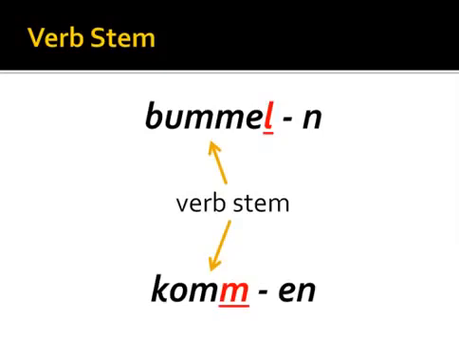So to summarize, the infinitive form is the raw action without a subject performing the action. It could either have an n or an en infinitive ending, depending upon the verb stem. If the verb stem ends in an L, you'll tack on an n for the infinitive form. If it ends in anything else, here for instance it ends in an M, you will use an en infinitive ending.